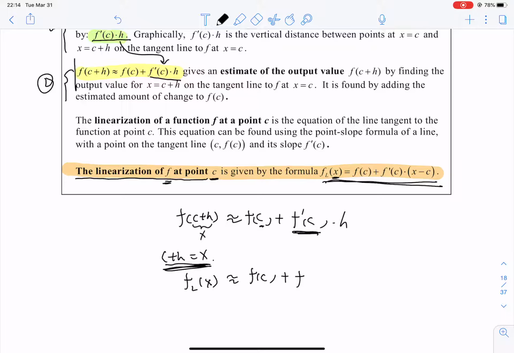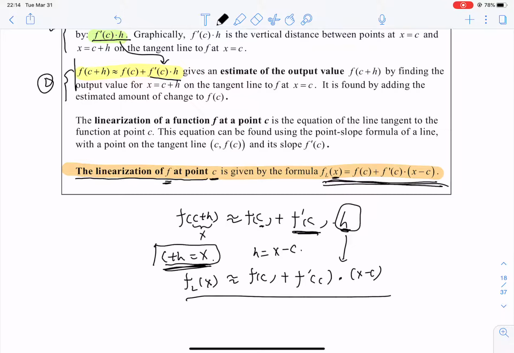We don't have x, we don't have to change c. We don't have h, so it's still f prime of c. But in this part, we have h there, and we know h is just x minus c. So we just change h to x minus c. So you can see this is exactly the linearization of the function f at point C.